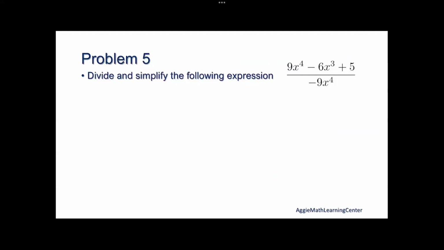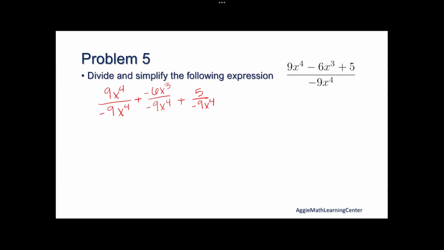Monomial, yeah. So we just have the 1. So we'll just break it into individual fractions. So we have 9x to the 4th, we'll divide that by negative 9x to the 4th. Then our next one is going to be negative 6x cubed over negative 9x to the 4th, plus 5 over negative 9x to the 4th. So however many terms you have on the top is how many fractions you're going to end up with, that you'll simplify one by one in the end. So how are we going to simplify this now?